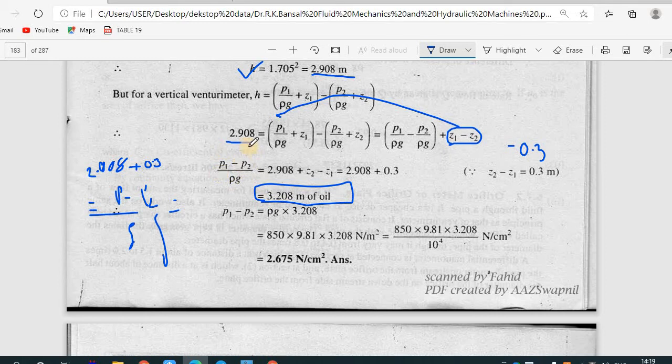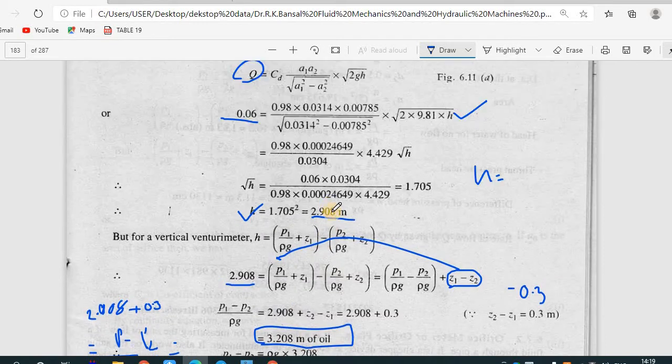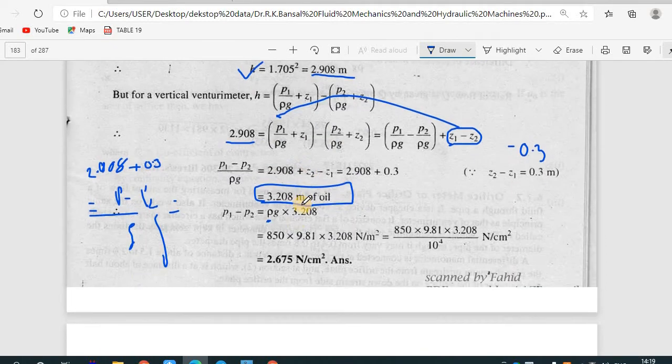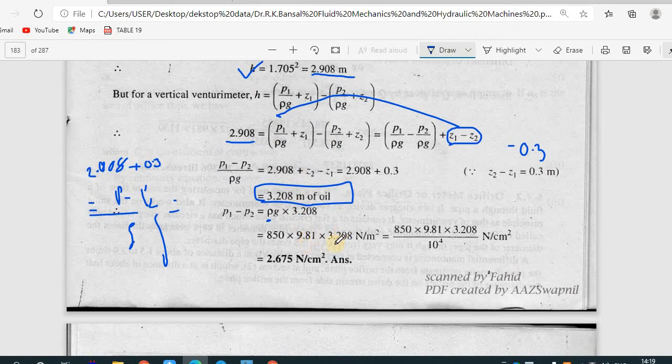After that we need to find out only the pressure difference, that is P1 minus P2. We need to multiply the density and the gravitational force to your difference value. So density into gravitational force multiplied by 3.208. Over here the liquid which is flowing is oil, which is having a density of 850 kg per meter cube. This we have calculated in the first step. Okay, g value is 9.81 into 3.208 newton per meter square. After this we get the value, which is coming out to be 2.675 newton per centimeter square.